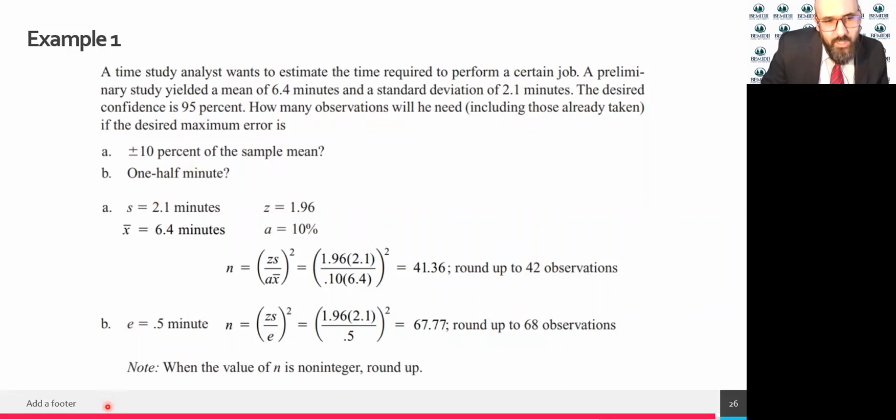Now for part B, which is given as a half minute of error. So n equals Z times S divided by E, and the Z and the S are already given to us. E is equal to 0.5, so that would give you 67.77, rounded up. So you need 68 observations. So for this process, you need to observe it 68 times if you need a half-minute error, or if you need an error of plus or minus 10%, you need to observe it 42 times.